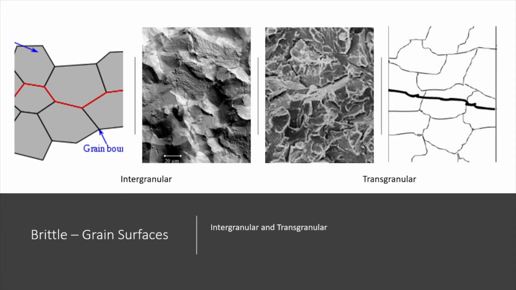Brittle fractures follow one of two grain surfaces depending on the force and stress. The first one, intergranular, follows the boundaries on the outside of the grains. The second one, transgranular, does not follow any type of grain structure but instead splits right through. This is usually caused by a higher stress.